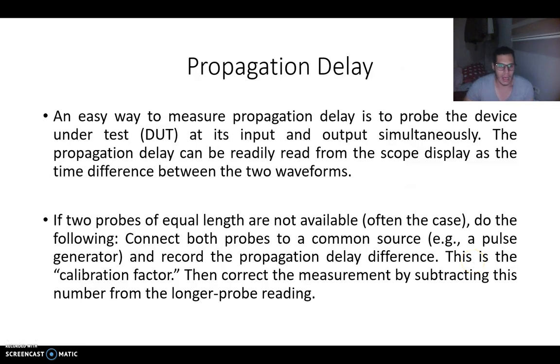Propagation delay. An easy way to measure propagation delay is to probe the device under test, DUT, at its input and output simultaneously. The propagation delay can be readily read from the scope display as the time difference between the two waveforms.